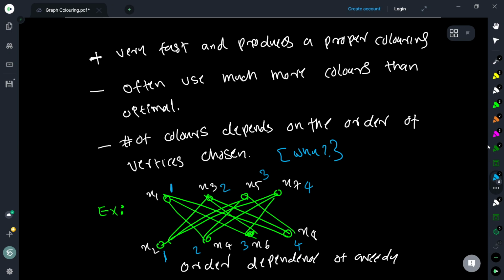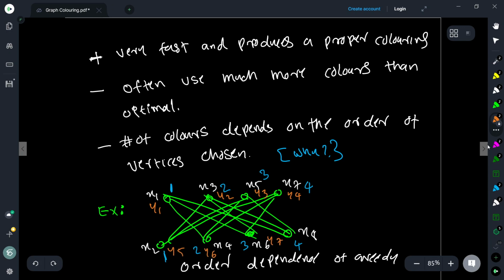But if the order was different, for example, if I was using y1, y2, y3, y4, then y5, y6, y7, y8, in this order, I would have used only 2 colors, right? y1, y2, y3, y4, I will give color 1. And then y5, y6, y7, y8, I will give color 2. So therefore, the greedy depends on the order of the vertices that we choose.